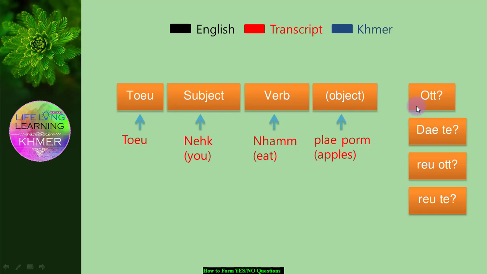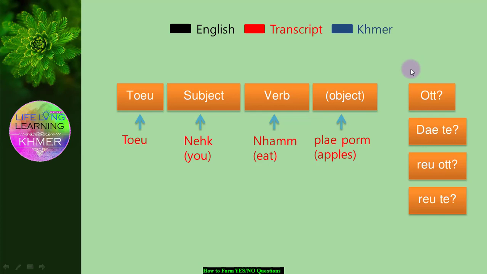So again, if you want to form a yes-no question, you begin with ta, and then you have the subject, the verb, and then the object, whether it is required by the verb or not. And also we have the ending for the question: ot, dai te, ru ot, ru te. So we say: ta ne nyam plai pom ot. Or ta ne nyam plai pom dai te, or ta ne nyam plai pom ru ot. Or you can also ask ta ne nyam plai pom ru te.